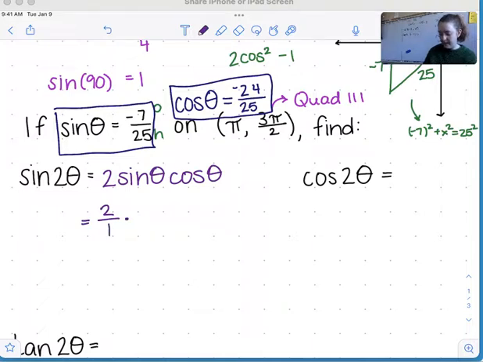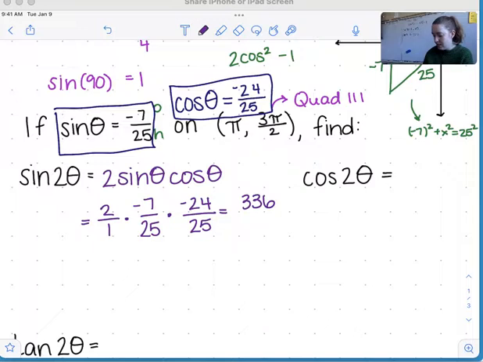I'm going to put that 2 over 1 times. We know sine is negative 7/25 times, and then cosine was negative 24/25. So if we take 2 times negative 7 times negative 24, we're going to get 336. And 1 times 25 times 25 is 625. So this is my sine of 2 theta.